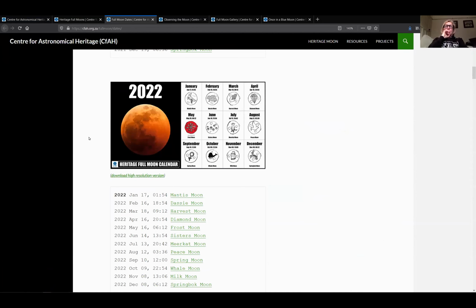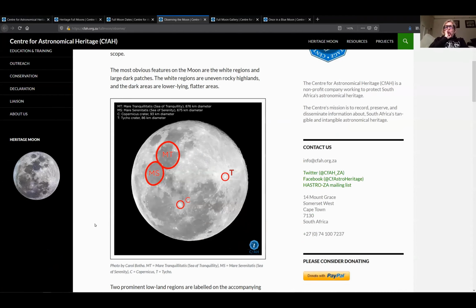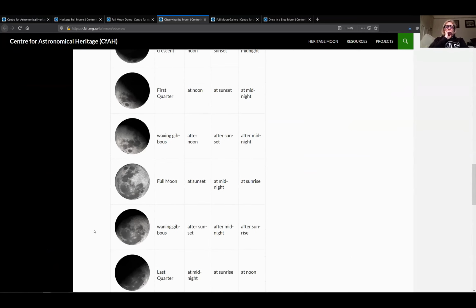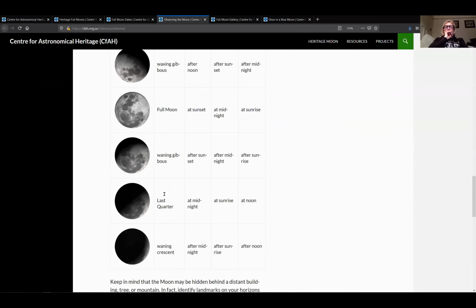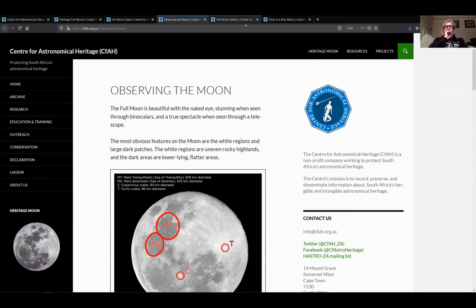For example, all the full moon dates for you in a calendar form. So you can see in 2022, the Mantis Moon is on that date and time, and there's even an eclipse there in the Frost Moon in May. We've got one little page on observing the moon because our focus is astronomical heritage, but sometimes people don't know where to find the full moon. We can't believe that people don't know where East is, but East is apparently a matter of opinion. So we've got a little bit of advice on basically how to observe the moon.